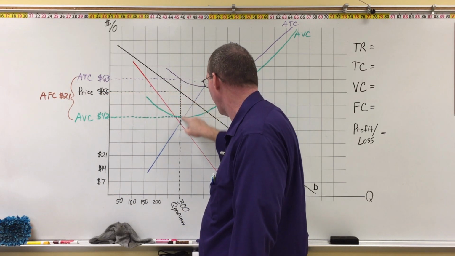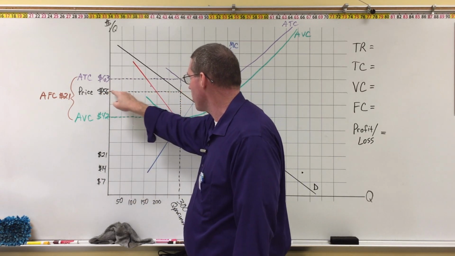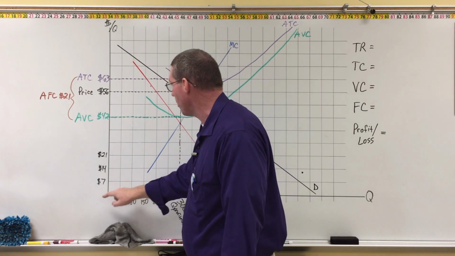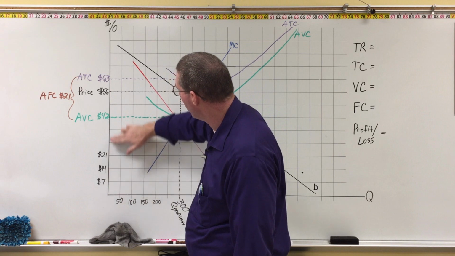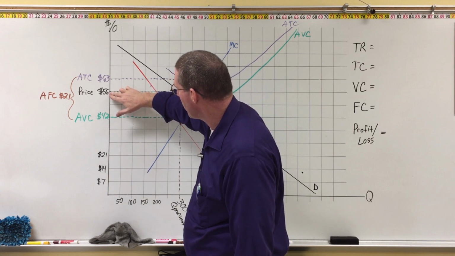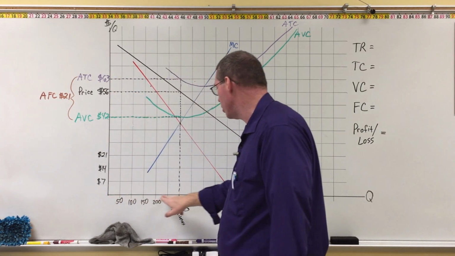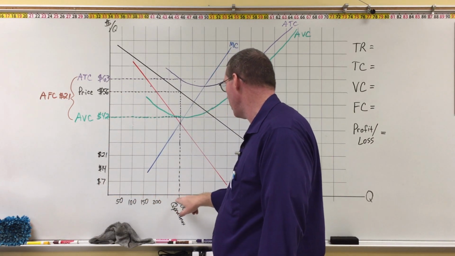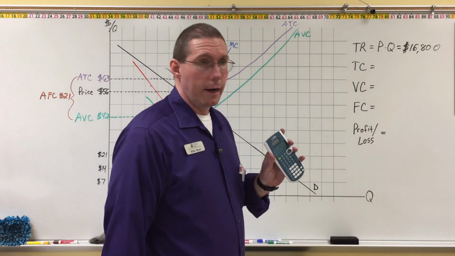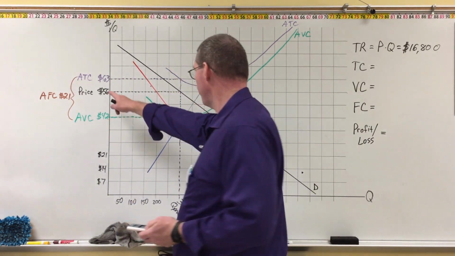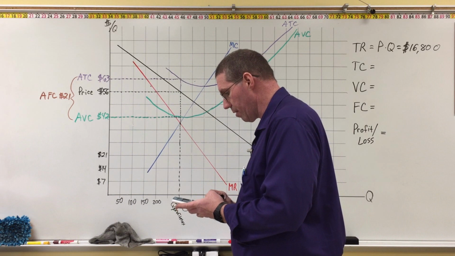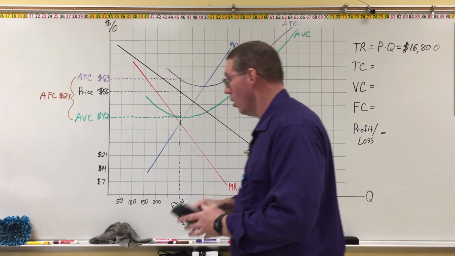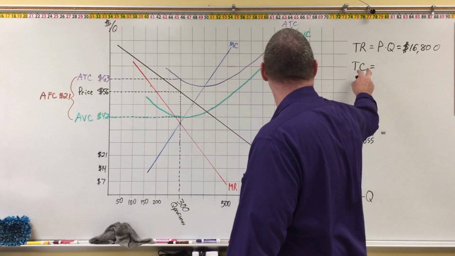So it's this rectangle right here that represents the total revenue of the firm, because we are multiplying the price, which is the height of this rectangle, 56, times quantity, which is the width of this rectangle. Price, 56, times quantity, 300. All right, I've got a calculator here, so 56 times 300. Not that I don't trust myself, but you know. And sure enough, it's 16,800.